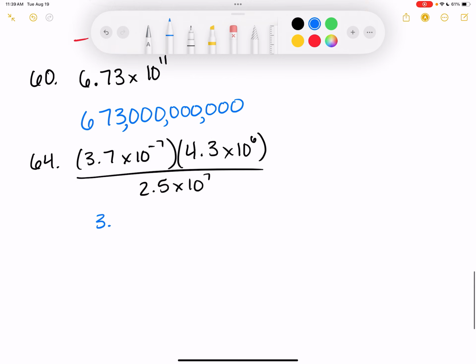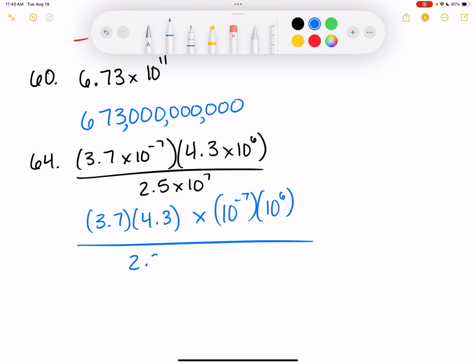So I would do 3.7 times 4.3, and then times, I would do 10 to the negative 7 times 10 to the 6 over 2.5 times 10 to the 7th. Now, obviously, you have your calculator in front of you, so you could justifiably do this that way as well. Last year, I didn't let you have a calculator for this. But remember, the only time we're allowed to have negative exponents on the top is in scientific notation. So if I end up with negative exponents, that's fine. That just tells me that it's moving to the left instead.